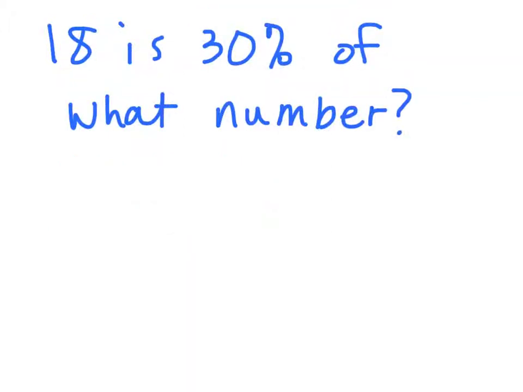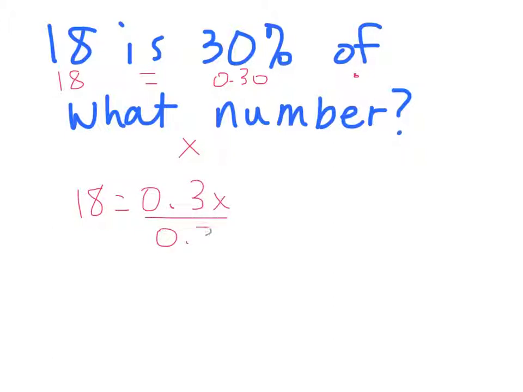Okay, and the last one, 18 is means equals 30%. I'm going to put 0.30. Of means times, and x. So 18 equals 0.3x. Divide by 0.3 on both sides. And I do that on my calculator, and I get 60 equals x.